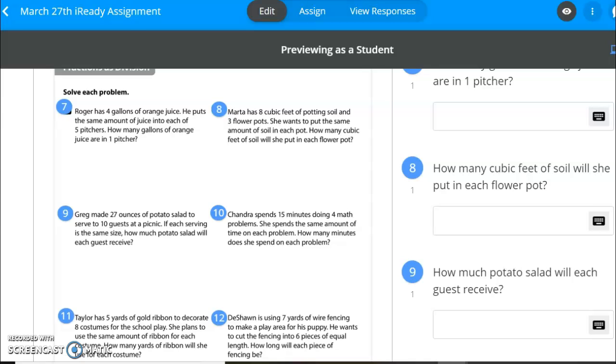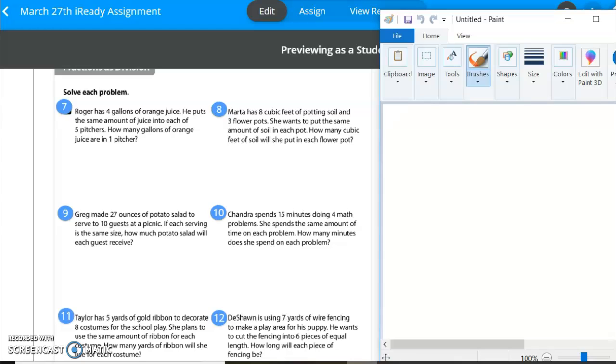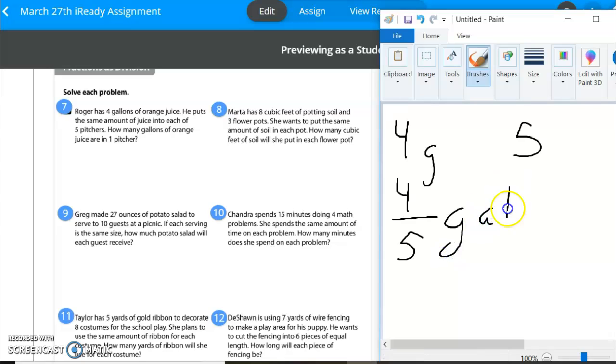Roger has 4 gallons of orange juice. He puts the same amount of juice into 5 pitchers. How many gallons of juice are in 1 pitcher? So if I've got 4 gallons of orange juice and I've got 5 pitchers, then I can tell that each pitcher is going to get 4/5 of a gallon. I will give you that one.